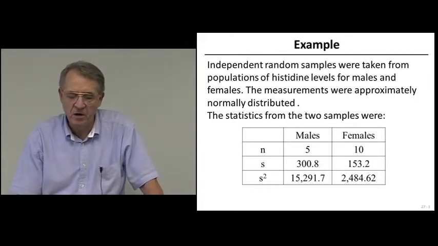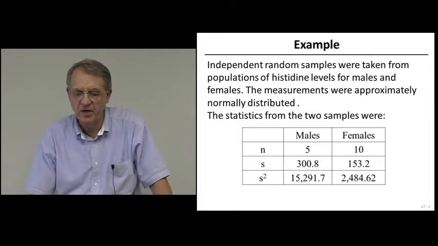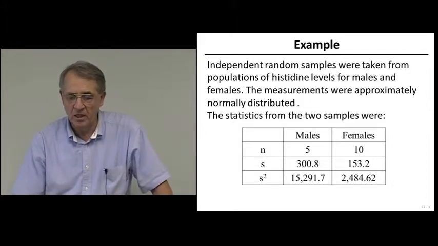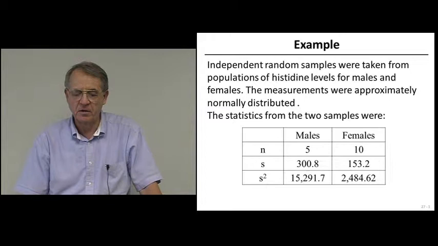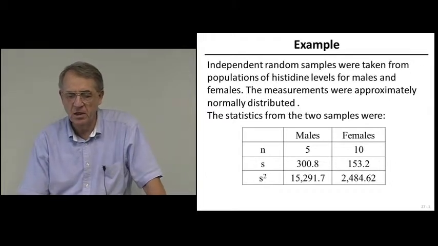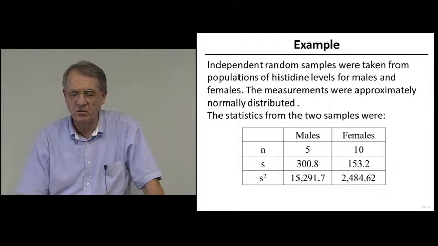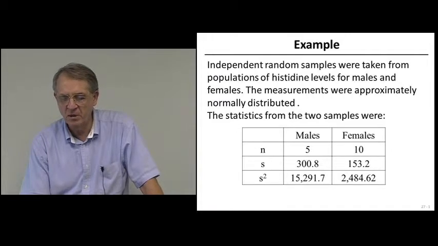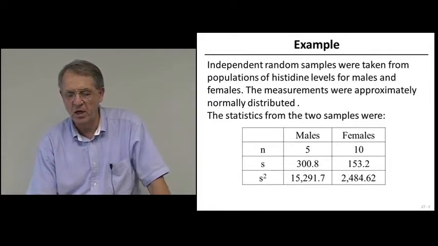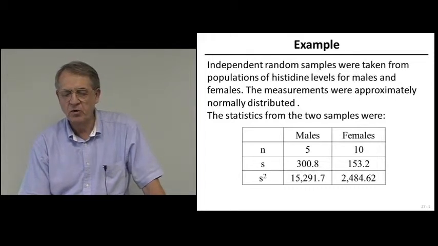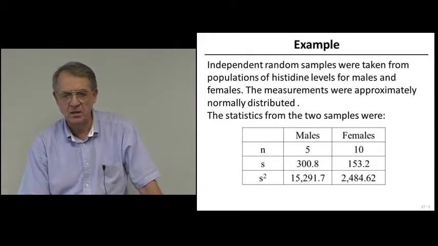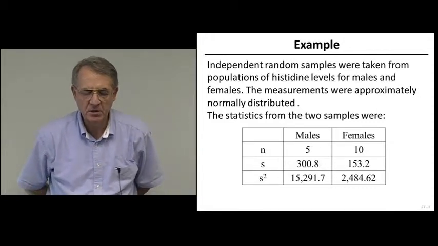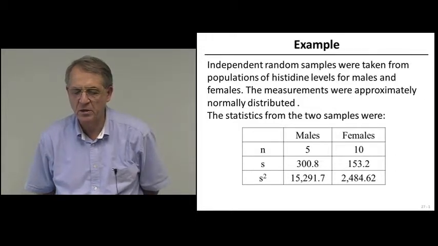Now those are fairly far apart in terms of differences in their mean values, but also notice that the variances, number 1, look quite large, and number 2, look strikingly different. The first one, S1 squared for males, is 15,291.7, and for females it is 2,484.62. So one of them is almost 6 times or more than the other one. And just to remind you, we could subject that null hypothesis, that those 2 population variances are equal, to a test, and if we did that test, we would reject the null hypothesis.